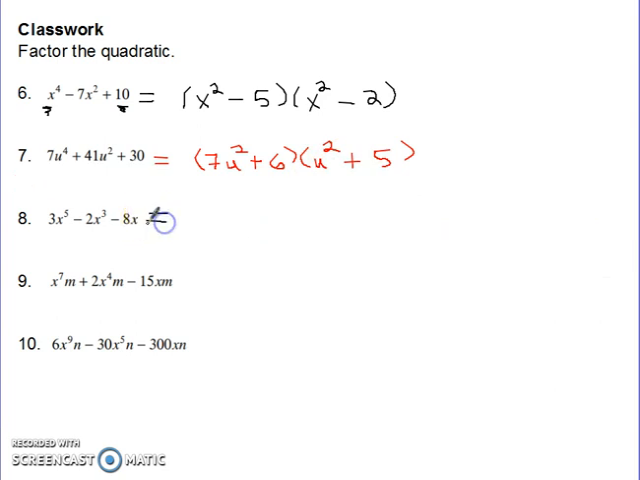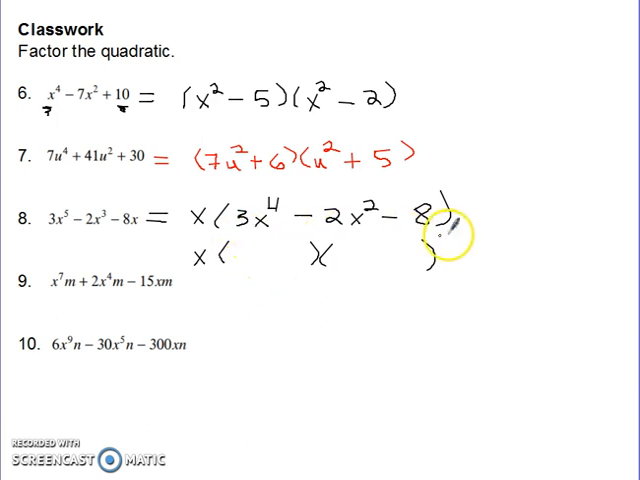For our next problem, the first thing I notice is that I have a common factor in each. The first thing that I'm going to do is pull out an x from each one of these terms. And so I'm going to be 1 less x with each one of these terms. I'm going to have x times 3x to the fourth minus 2x to the second minus 8. So now we're trying to factor this trinomial, this quadratic trinomial.